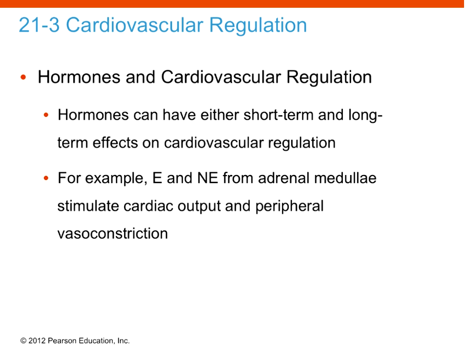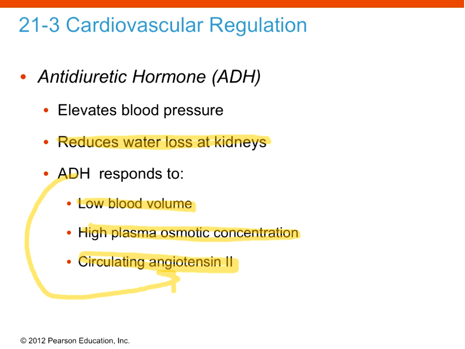Hormones, once again, just like neural, this is an outsourcing type of thing. These hormones can have a shorter or long-term effect on this cardioregulation. Epinephrine and norepinephrine from your adrenal medulla can stimulate cardiac output and peripheral vasoconstriction. So these are just an example of how all those different hormones we talked about in Chapter 18 in the endocrine chapter, any one of them for the most part can have an effect on cardiovascular regulation. We don't spend a whole lot of time talking about that because there are so many of them.